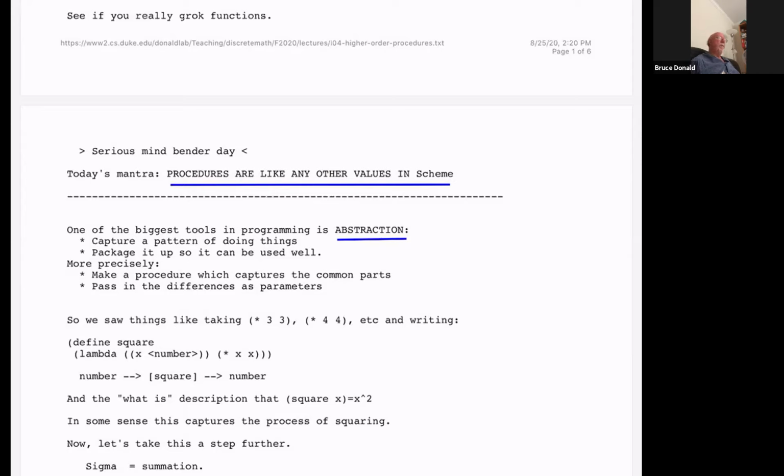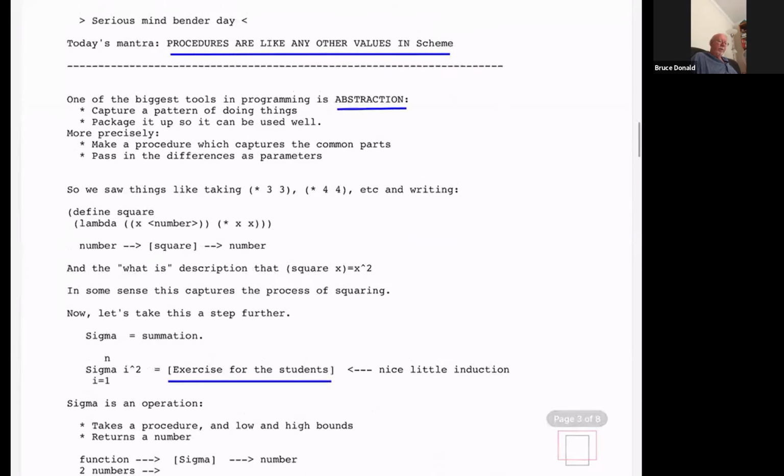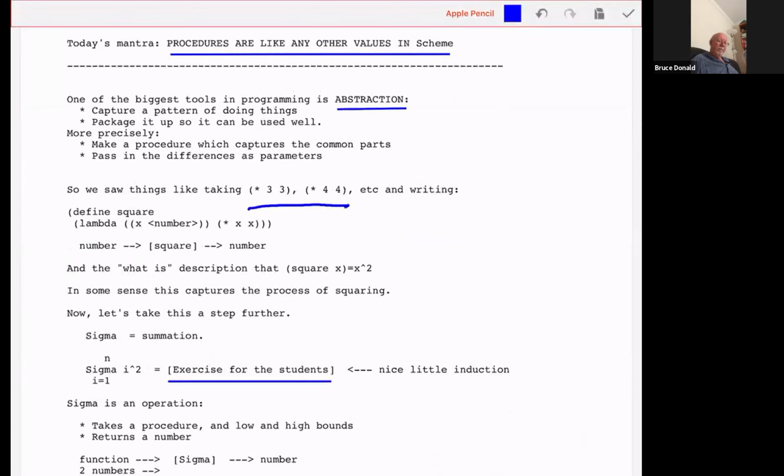More precisely, we make a procedure that captures the common parts, and they stay fixed, and we pass in the differences as parameters. And this is the basis of procedural abstraction, although we don't usually, unfortunately, confess that to students. But that's really what's going on. And so we saw lots of things like taking times 3, 3 and times 4, 4, and so forth, and writing an abstraction of that, namely the square function that does this.